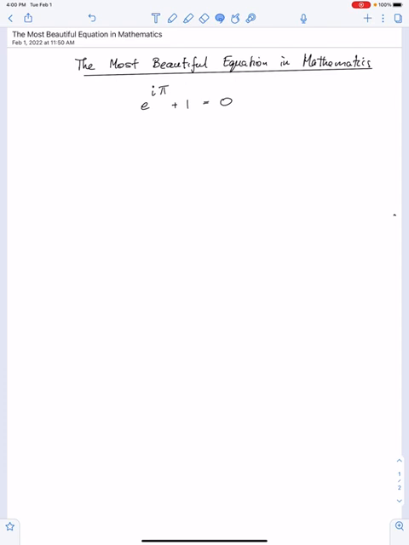The topic today is the most beautiful equation in mathematics, and there it is. e to the i pi plus 1 equals 0. It's got Euler's e, the irrational number. It's got i, the square root of minus 1. It's got the other irrational number pi, that's so famous. It's got 1 and it's got 0. It's got all the important numbers, and that's why it's called the most beautiful equation in mathematics.